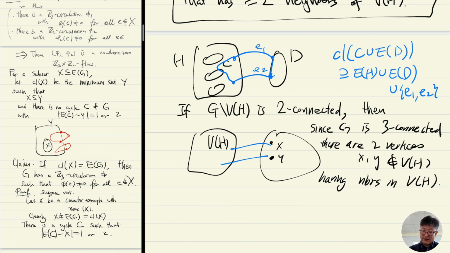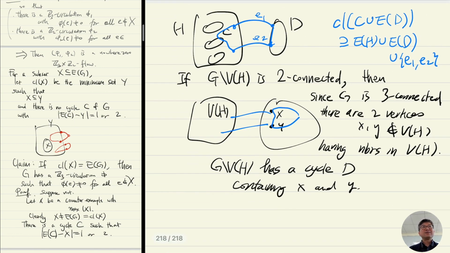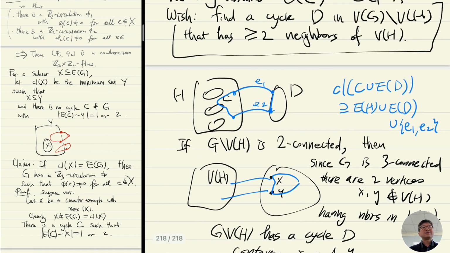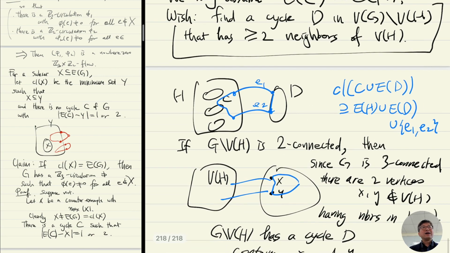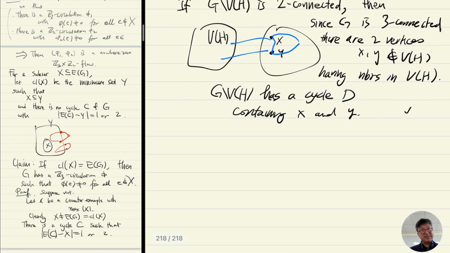So I have two vertices, and the graph is 2-connected, so I can find the cycle containing x and y in G minus V of H, a cycle D containing x and y, because that's the property of 2-connected graphs. So that's it, right? You have a cycle D having two neighbors of V of H, right? So that's one case. That's the easy case.